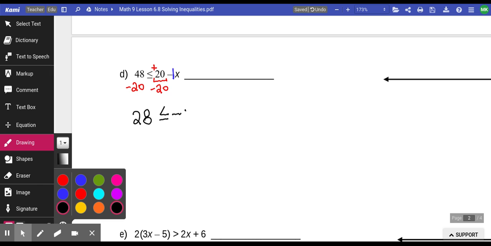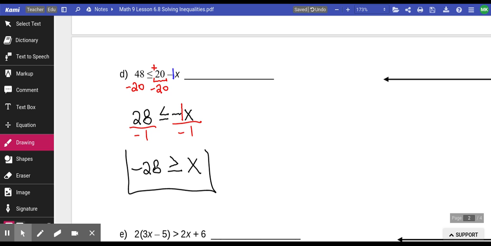Right? Negative x. The way you get rid of that negative 1, and it's invisible, is by dividing both sides by negative 1. That causes 28 to become negative 28. It causes my less than sign to become a greater than sign because I divided by a negative, so I flip the sign. And then I get a positive x all by itself. This is my final answer.